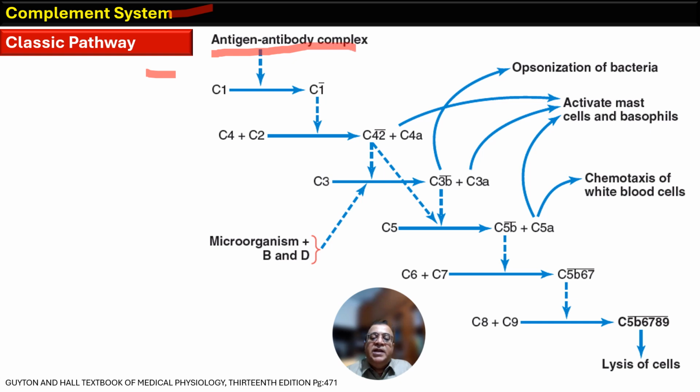One is the antigen antibody complex. Another is through the microorganism, and B and D and properdin are associated with this one, and this is the alternate mechanism. The third one is the mannose binding lectin process. Whenever they are activated, their major function is to enhance the immune response and to eliminate the pathogen.